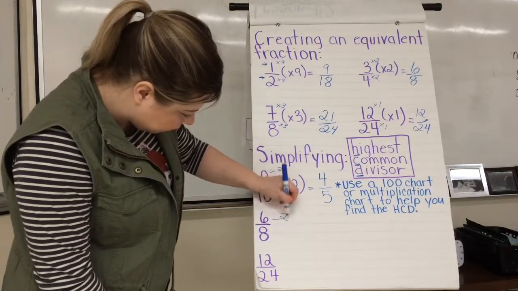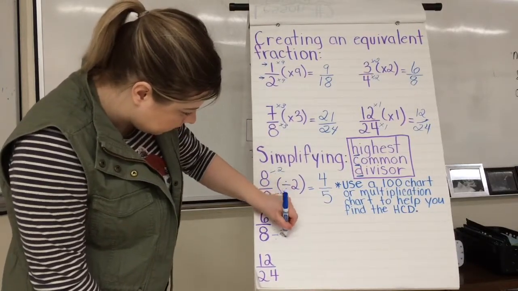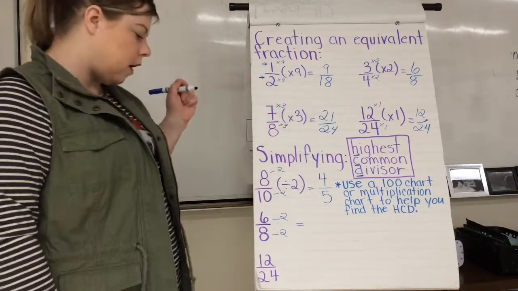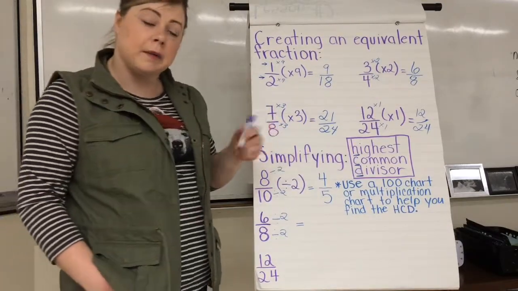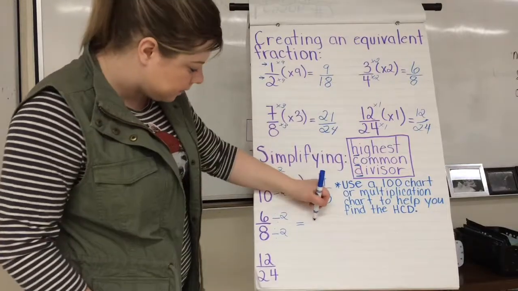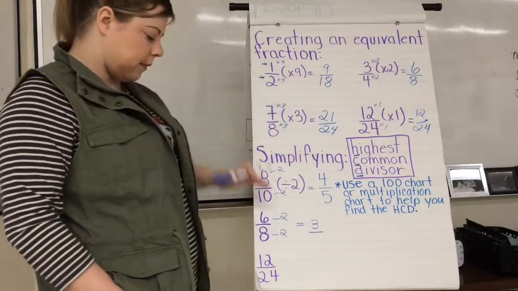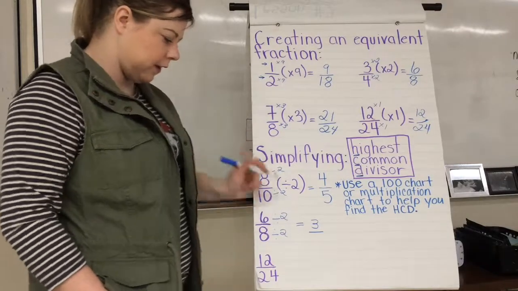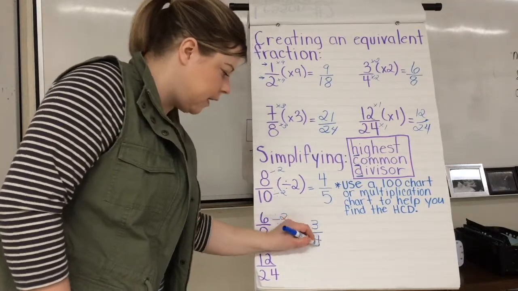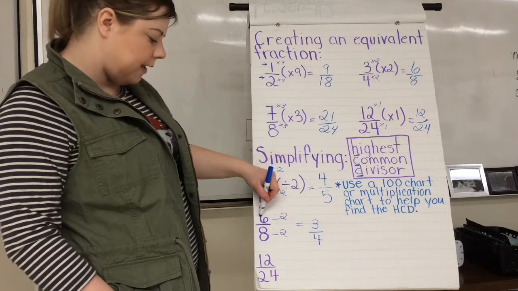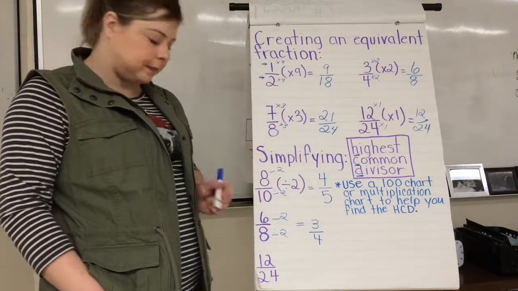And I'm going to divide it by 2, and I'm going to divide it by 2. All right, so 6 divided by 2, how many times can 2 go into 6? 3 times. I can look at my multiplication chart if I need to. And how many times can 2 go into 8? Oh, I already did it over here. I know that it's 4.